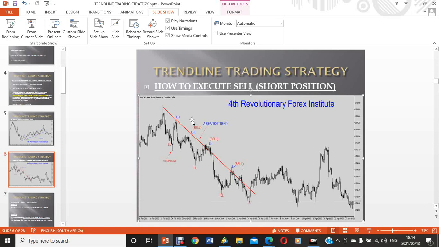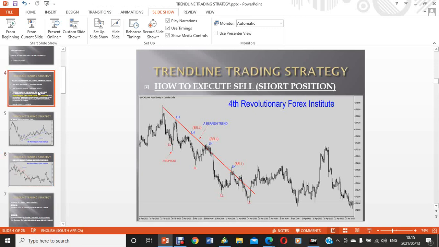So firstly, when you execute a bearish trade, we start to look for bearish positions from the start of the second lower high. After that, we also look for bearish reversal candlestick patterns. Then after that, we look for a resistance or supply zone. Then after that, you can execute the trade. So traders, that is the basic guideline to trade the trendline trading strategy.